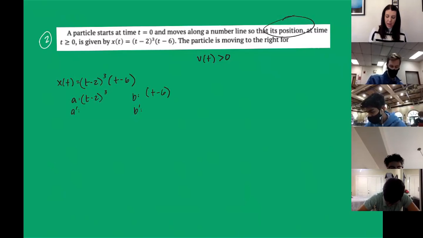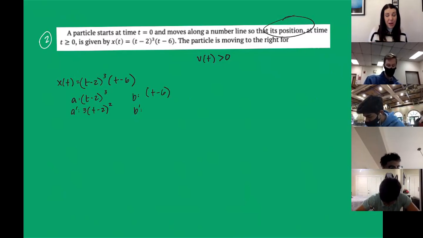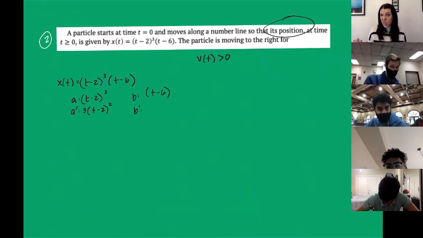I would be writing this down. We get 3 times t minus 2 squared, technically times the derivative of the inside function, which is times 1. Just be careful there. If it was like 2t minus 2, you'd have a times 2, right? There is chain rule. It's just the derivative is 1 inside of there. And then our b prime is 1.